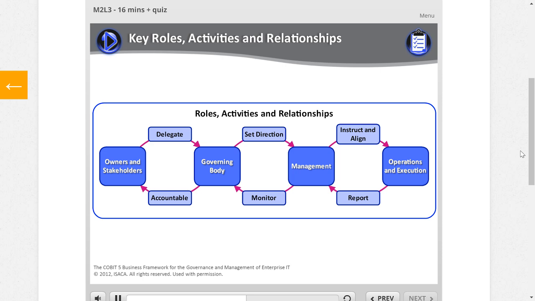In its turn, the governing body is accountable to the owners for the performance of the enterprise and the use of its resources. The third role is management, which has the responsibility for carrying out the policies of the governing body and meeting their objectives. The managers plan and direct the resources needed to achieve the objectives of the governors. The final role is operations and execution. This represents those who perform the activities of the enterprise under the direction of the managers. You should take a few minutes to study this diagram so that you are clear about the relationship between the roles.